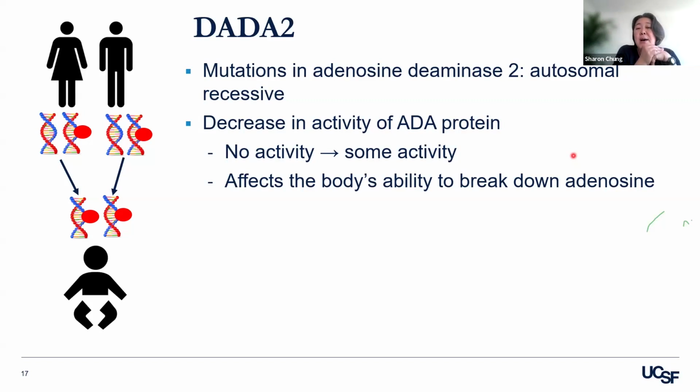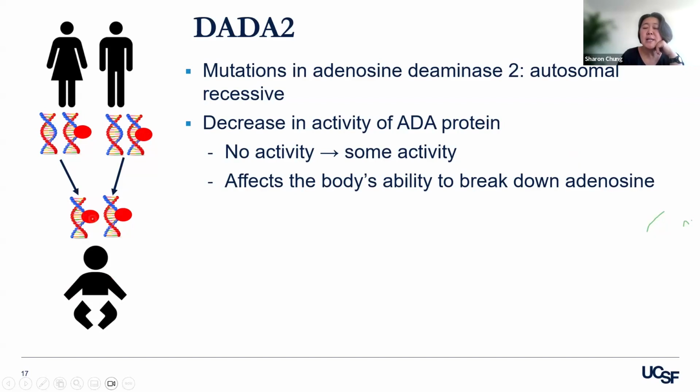Now, DADA2 is a single gene disease that is inherited in what we call an autosomal recessive pattern. So in that situation, each parent has one copy of an ineffective gene, but they themselves are doing okay because they have another copy which is functioning normally. What they do is they pass on their defective copy of the gene onto their child, and then their child has decreased activity of the adenosine deaminase protein.